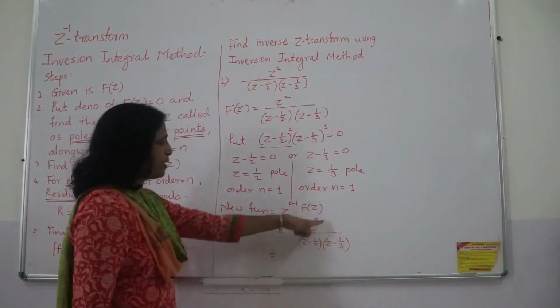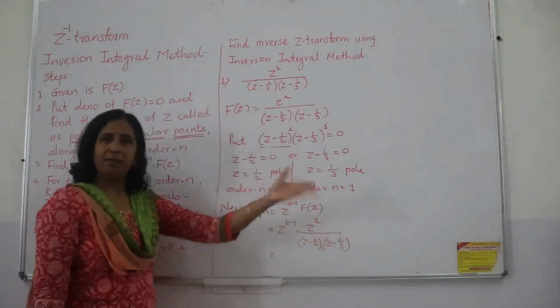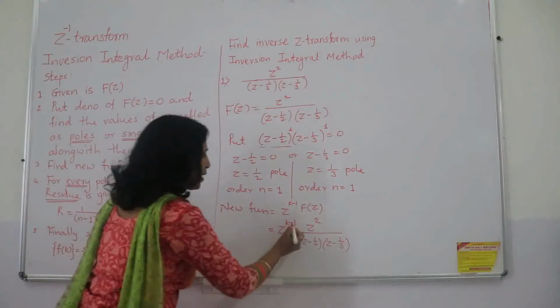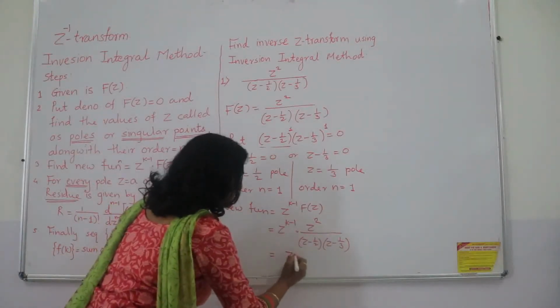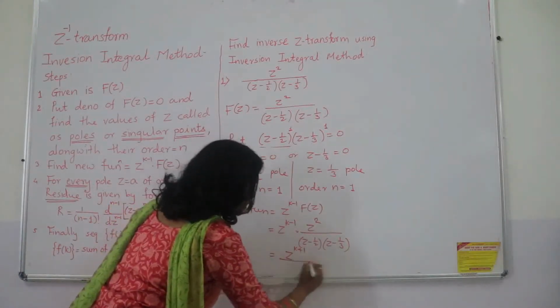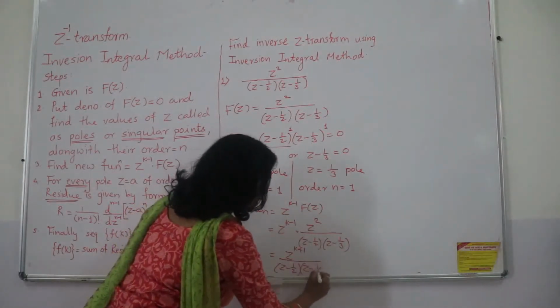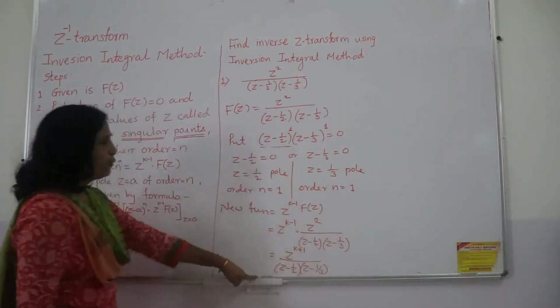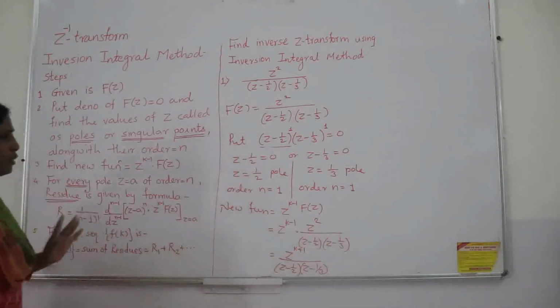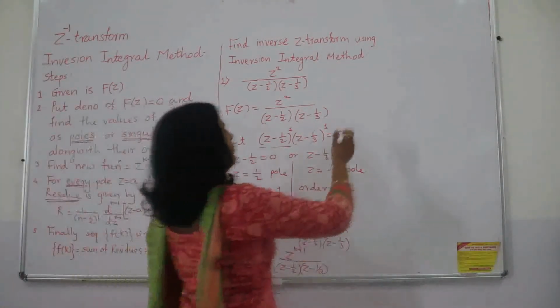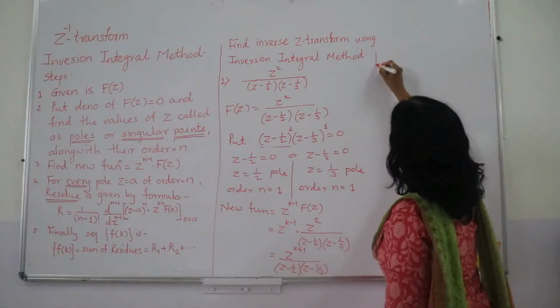See, z raised to k minus 1 and z raised to 2. Base is the same, powers can be added. So minus 1 plus 2 means, z raised to how much am I getting? k plus 1, divided by the denominator (z minus half)(z minus 1 upon 3). Now this is a new function which I have to use when I am calculating the residues, and now I have to start my process for calculating the residues.